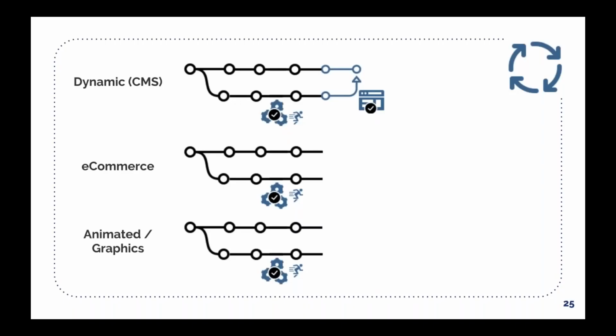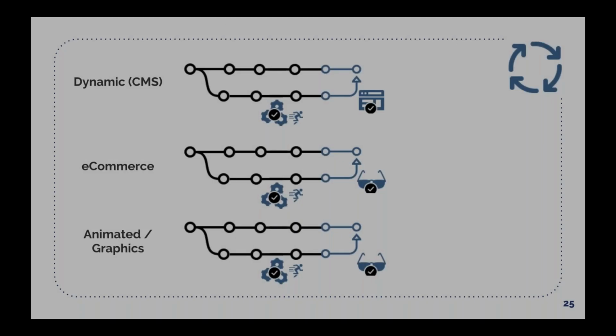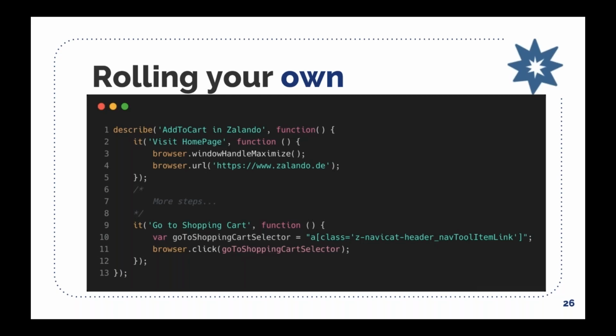Okay, so let's move on to the other two types of applications. Same process. We are ready to do a pull request because we think that the feature is ready. So now we are going to check the three approaches we were thinking about when using visual testing.